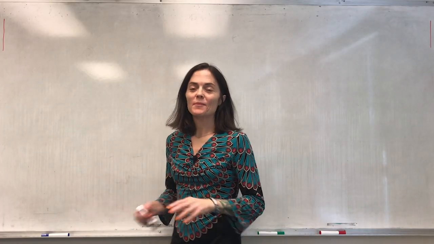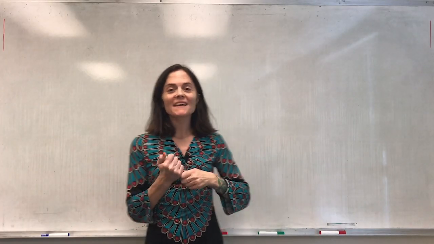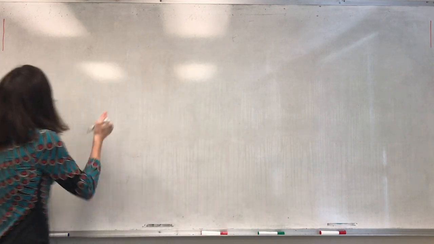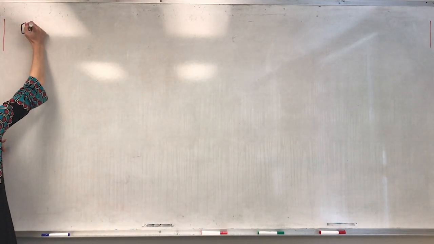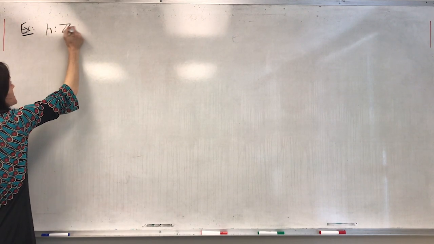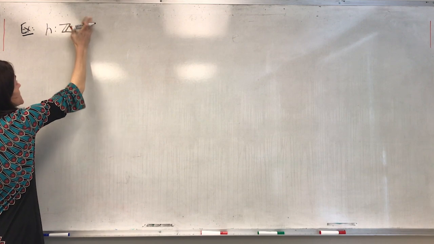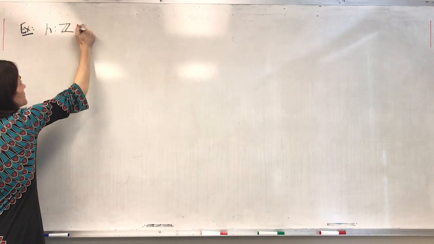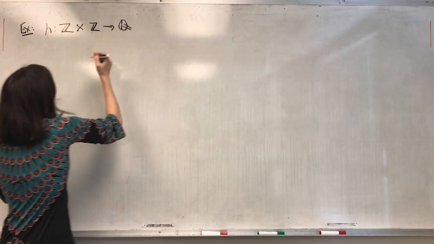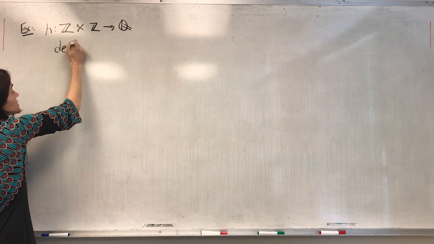Let's do another example of a function that's a little bit more complicated in the concepts of 1 to 1 and onto. So let's consider H, which will map Z cross Z into Q, the rational numbers, defined as follows.